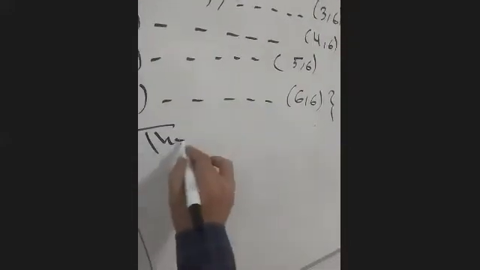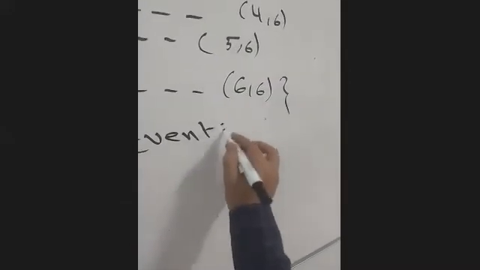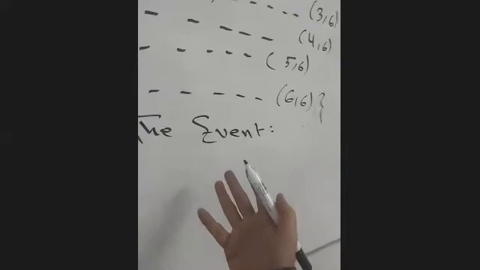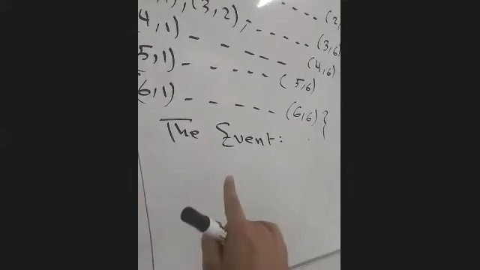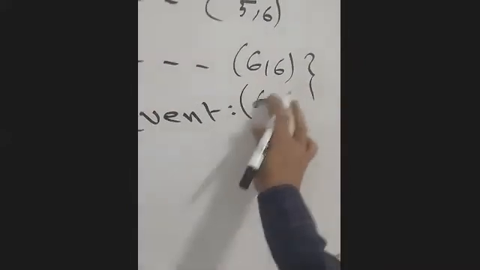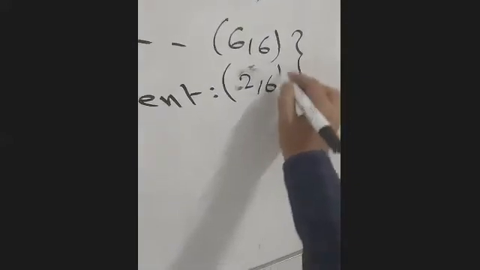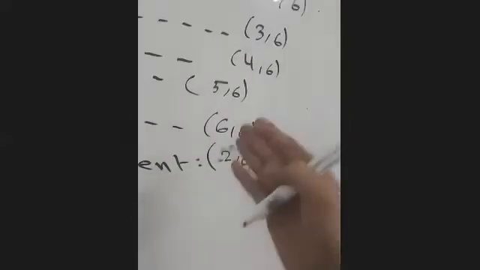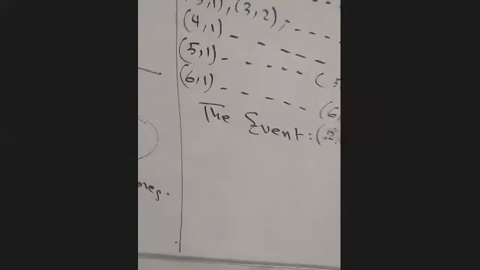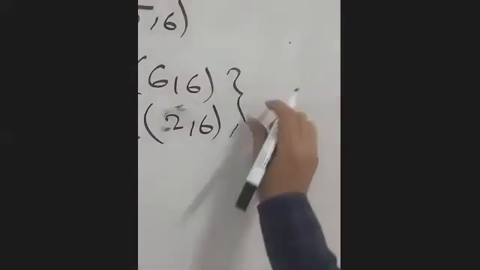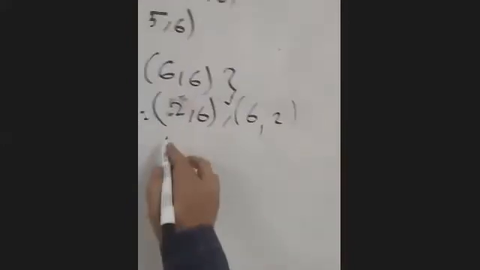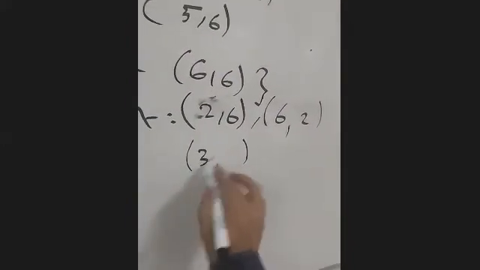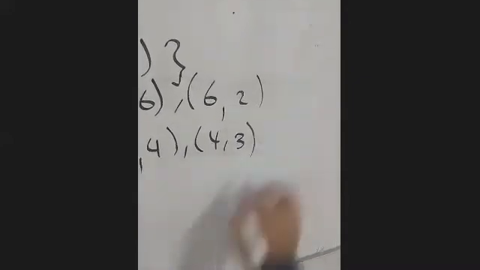Now the event. Guys, here is the event, the outcomes for the event, which is the thing that the question asked me about. The event, 2 with 6, you said, right? Yes, 2 with 6. Why 6 with 2? Because 2 multiplied by 6 is 12. Right. What else? 6 with 2. What else? 3 with 4. 3 with 4 and 4 with 3.